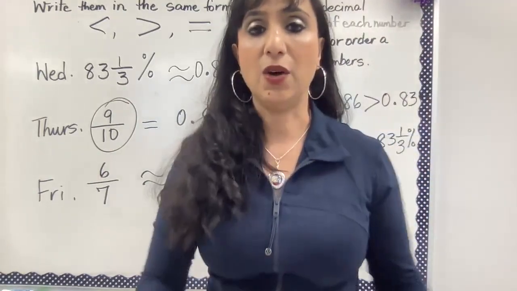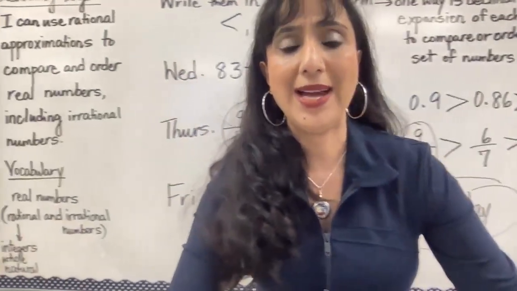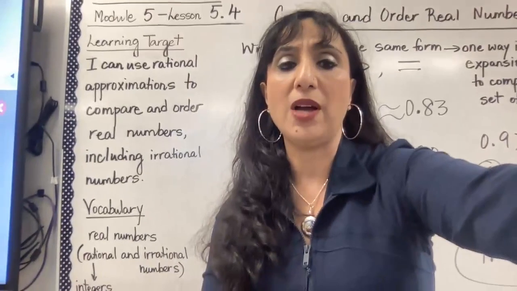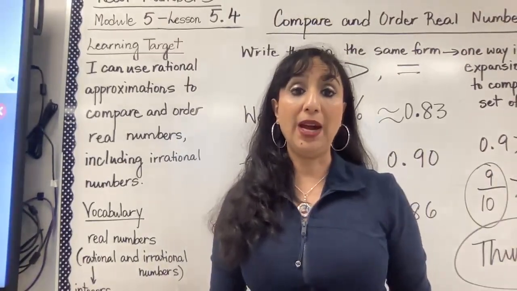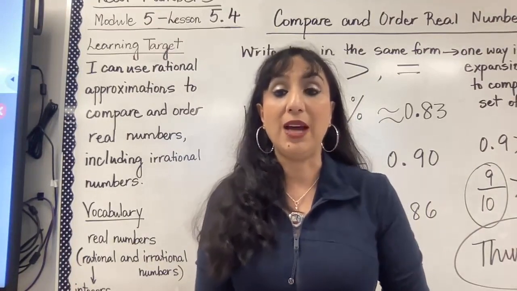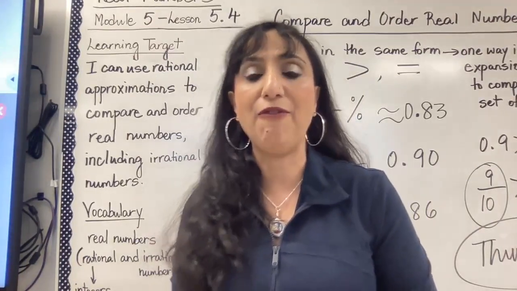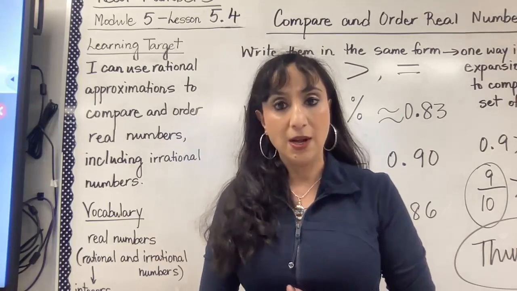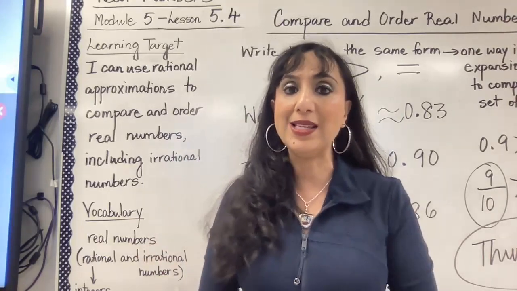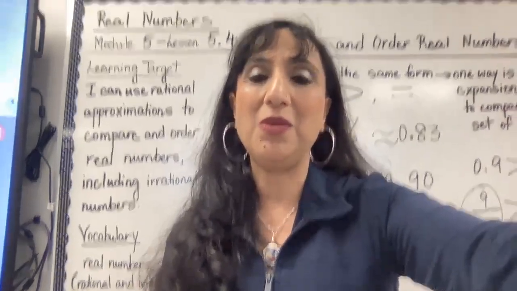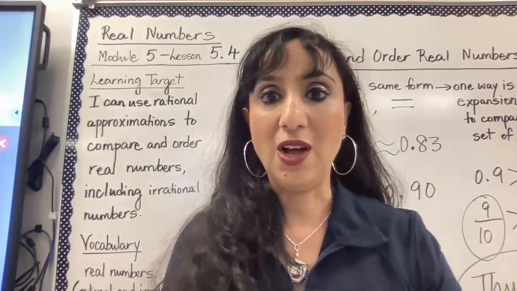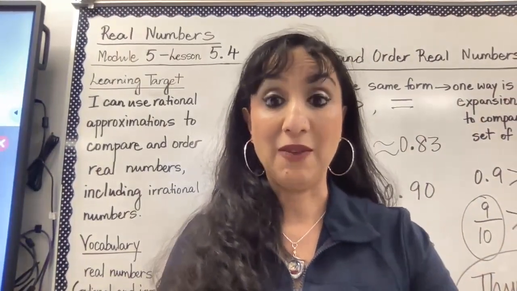So once again, that is what this lesson is about: using rational approximations to compare and order real numbers, including irrational numbers. I am definitely changing them to the same format of decimal expansion, because it is easier to compare numbers when they are in the same format like this. And that would conclude our module 5, which is all on real numbers. Have a great day, everyone.